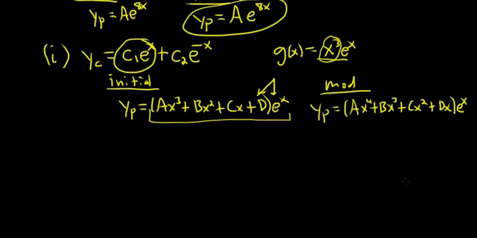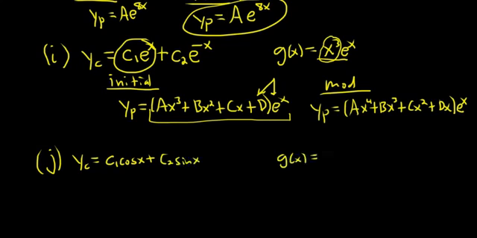Let's do another one. I think I'm gonna make one up. One more. Let's see, yc. Let's do a sine and cosine. Let's see, c1 cosine x plus c2 sine x. And let's say that our g of x here is just x sine x.